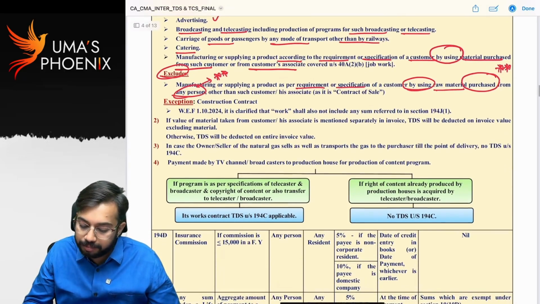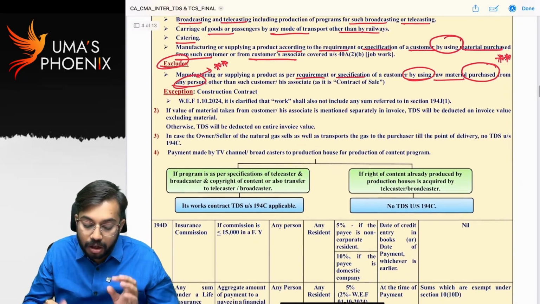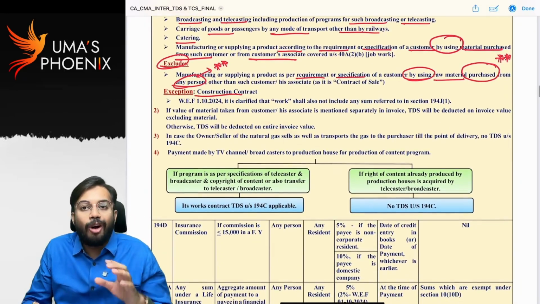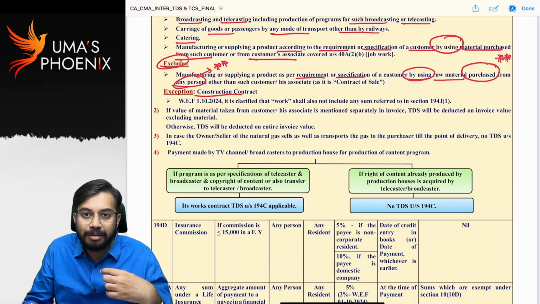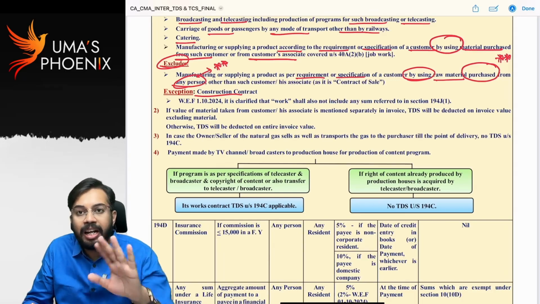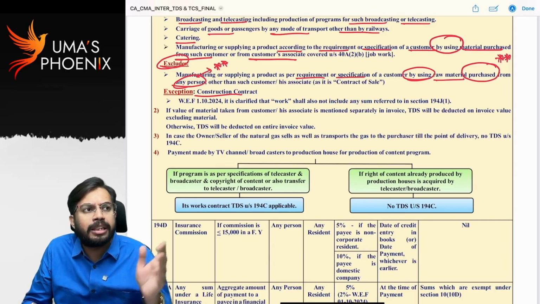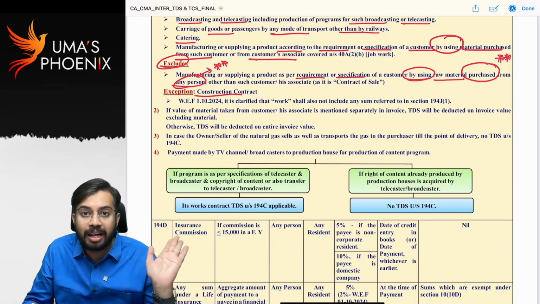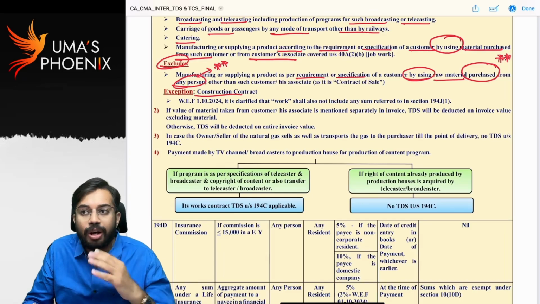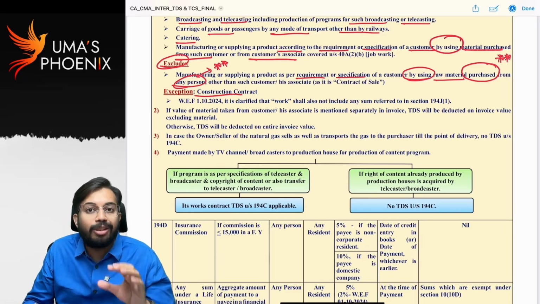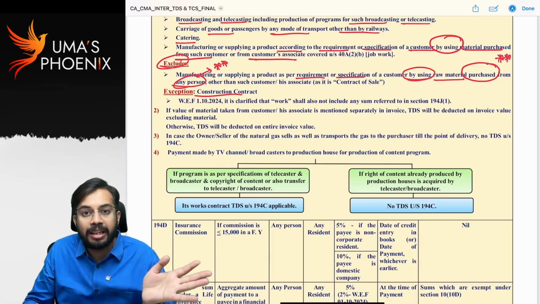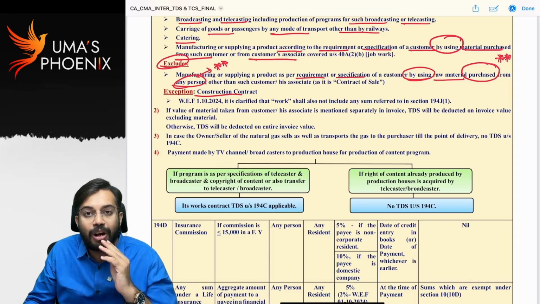Next. Construction contracts. Normally if material is taken from customer and modifications are done and it is given, it amounts to works contract. If material is purchased from outsider, third person other than customer, it does not amount to works contract, it amounts to sales contract. But in case of construction contracts, even though material is purchased from third person, still it is considered as works contract and TDS is required to be deducted.